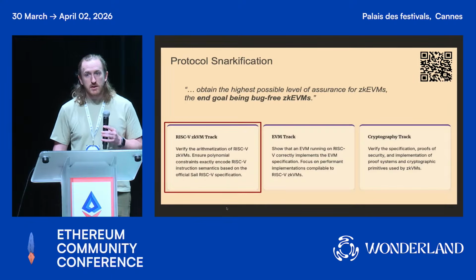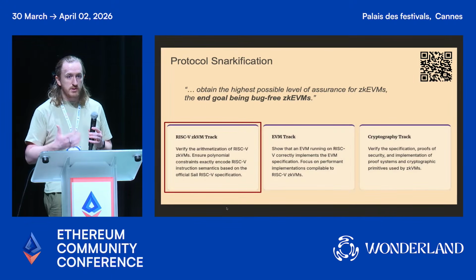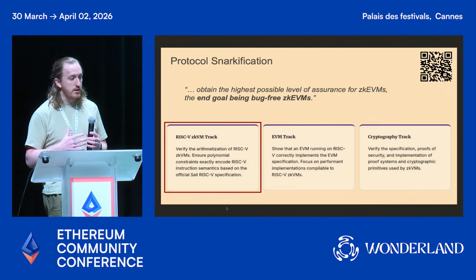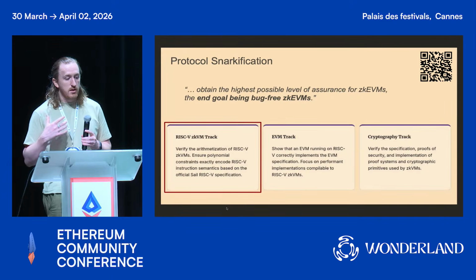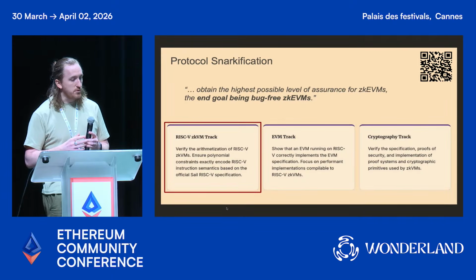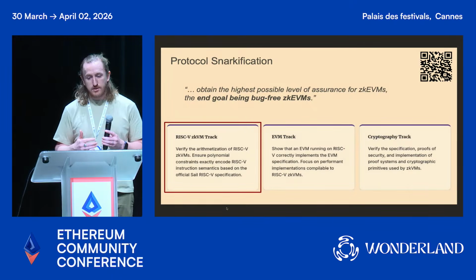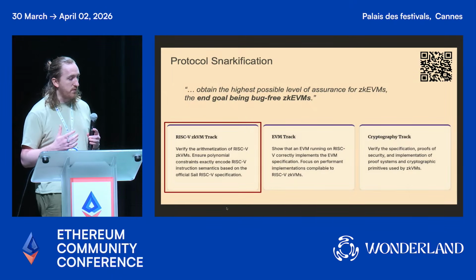So the first is we're doing a lot of work at the RISC-V level. All of the zkVMs that are part of the ETH Proofs initiative and that are candidates for the network of provers that will scale Ethereum implement RISC-V semantics at the ISA level. And so they're RISC-V zkVMs.